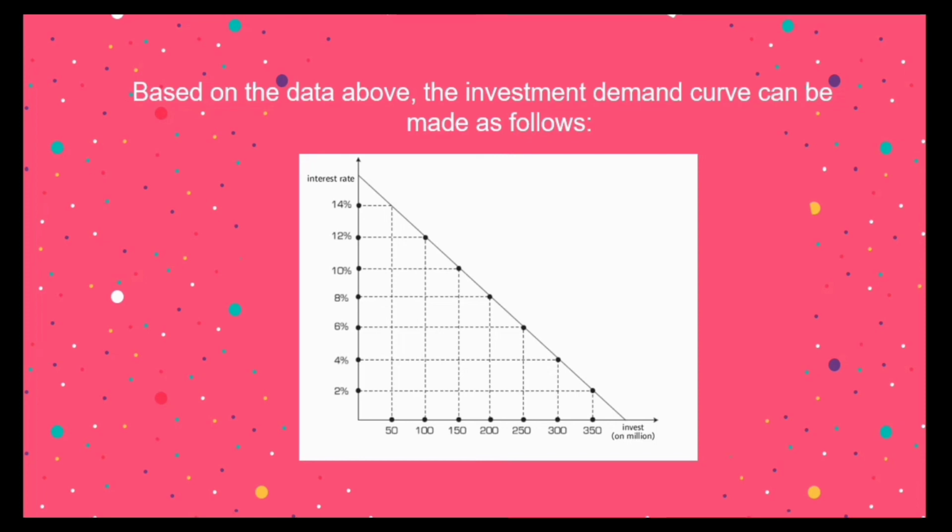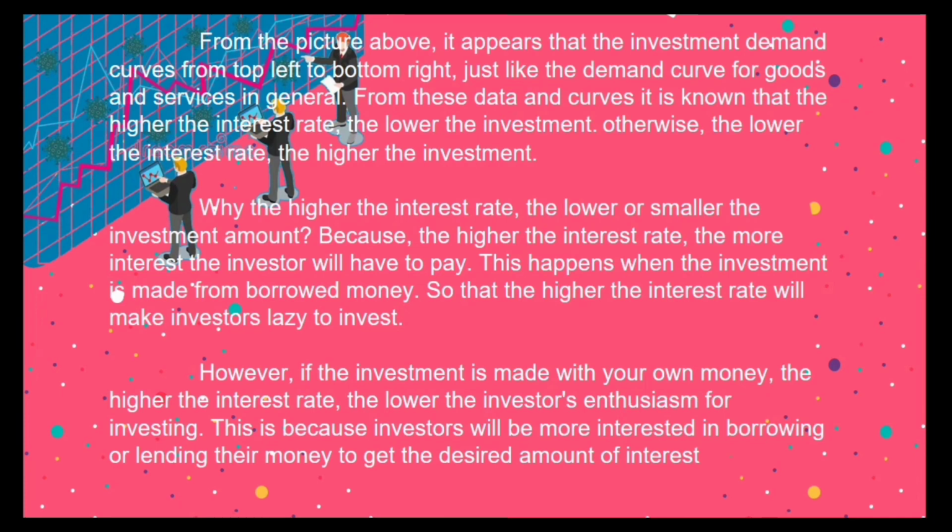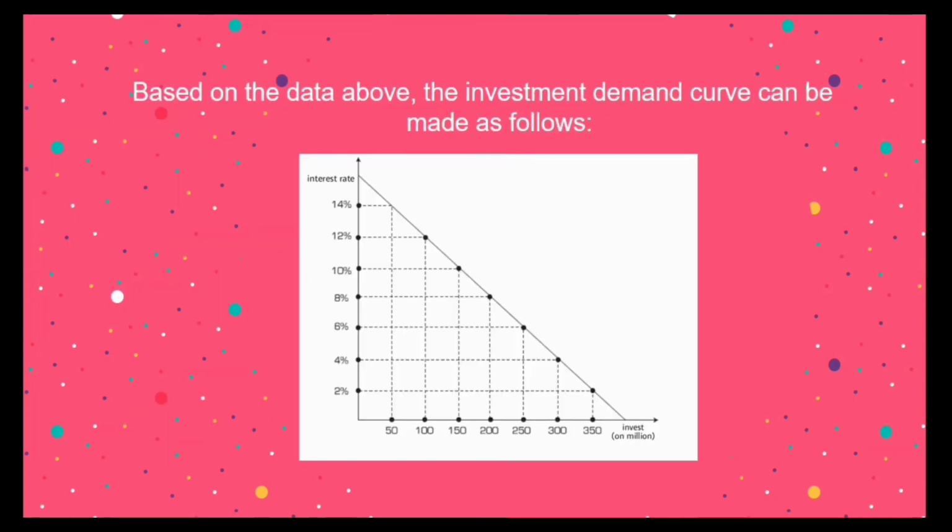From this data and curve, it is known that the higher the interest rate, the lower the investment. Otherwise, the lower the interest rate, the higher the investment. Why the higher the interest rate, the lower the investment amount? Because the higher the interest rate, the more interest the investor will have to pay. This happens when the investment is made from borrowed money, so that the higher interest rate will make investors lazy to invest. However, if the investment is made with your own money, the higher the interest rate, the lower the investors' enthusiasm for investing. This is because investors will be more interested in lending their money to get the desired amount of interest.